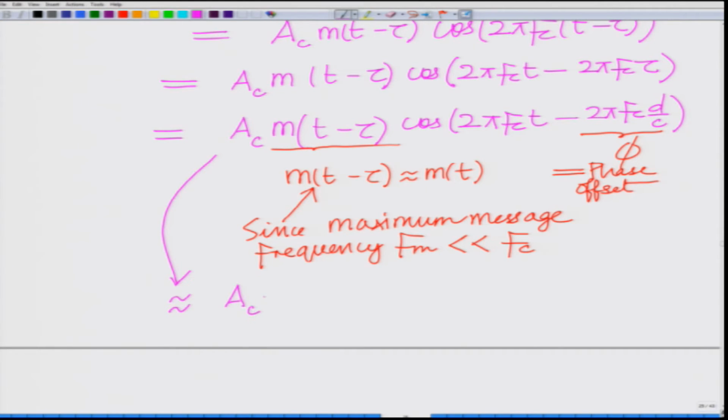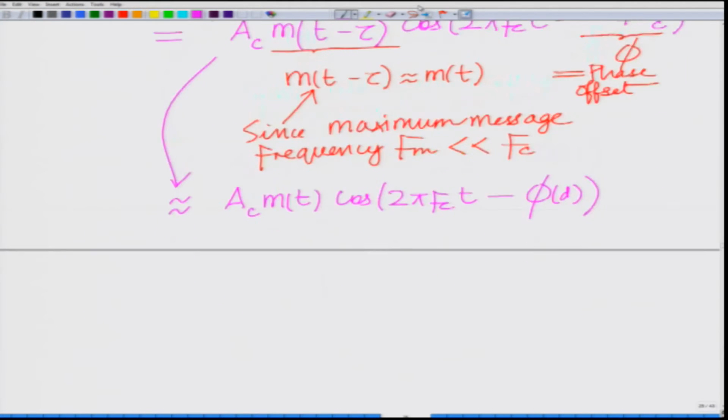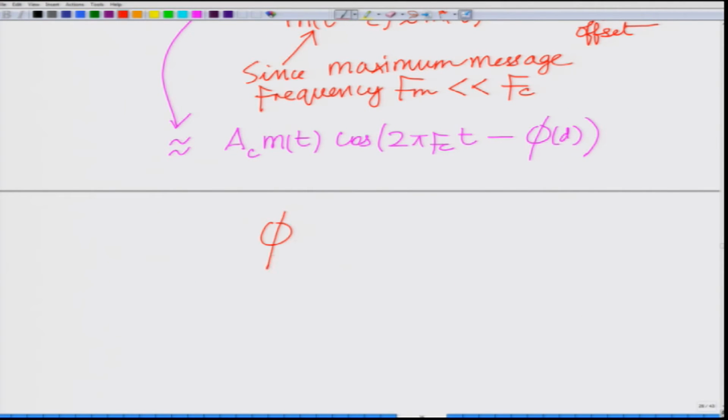Therefore I can say that this is approximately equal to A_c m(t) cosine(2π f_c t − 2π f_c d by c), which we write as minus the phase φ, which now depends on the distance d. The phase φ(d) equals 2π f_c d by c. This is the phase offset, the variable, varying phase offset.